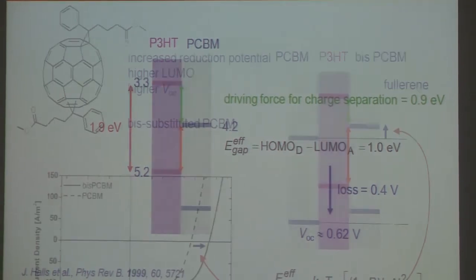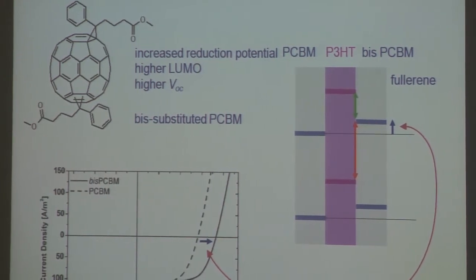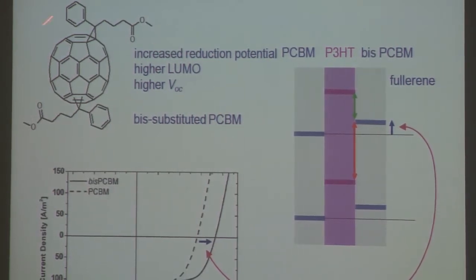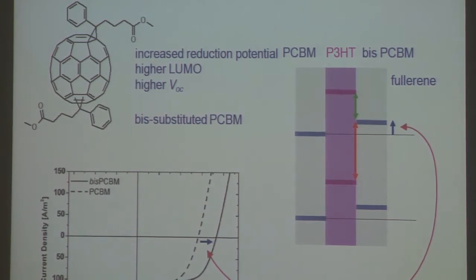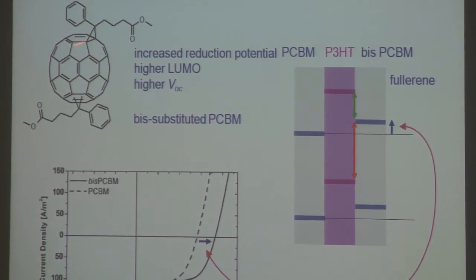And so you can change that, and you can try to make more efficient acceptors, if you like, or acceptors that lose less energy. One nice example of that is this, where people have used bis-substituted PCBM by putting two of these substituents on the fullerene cage. You change the reduction potential such that the LUMO level goes up a little bit. That makes the open circuit voltage go up a little bit, and you can see that you get more or less the same current with an increase in open circuit voltage.